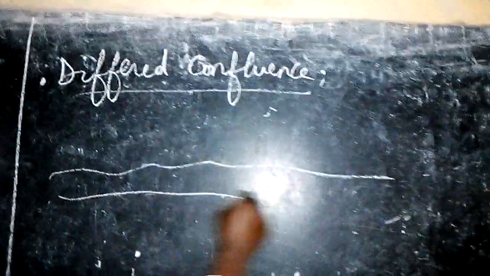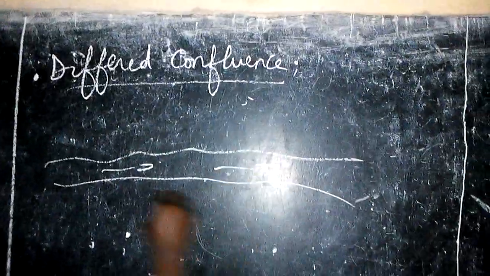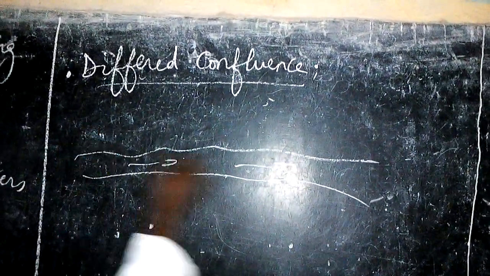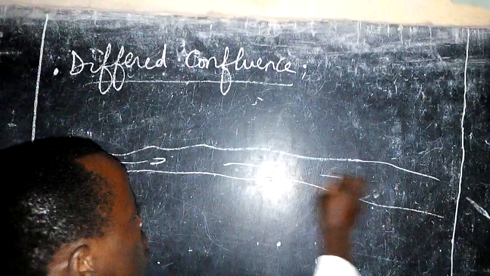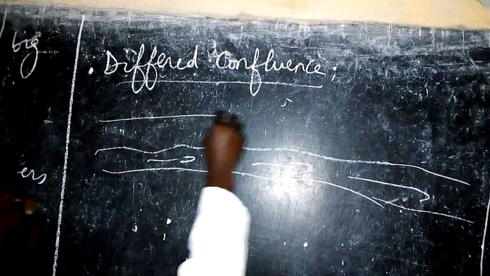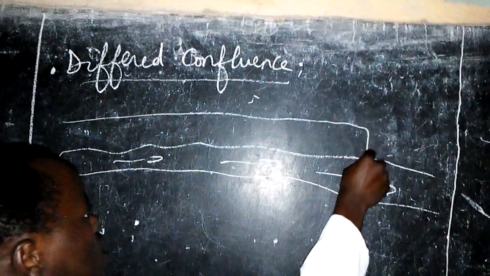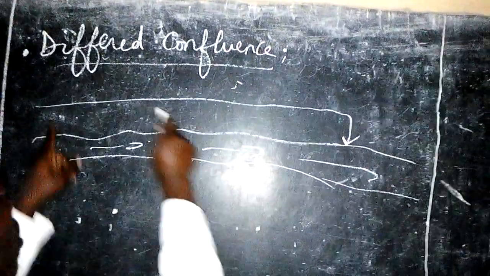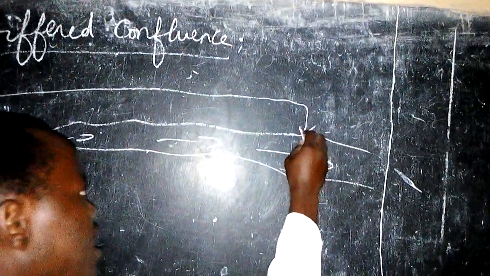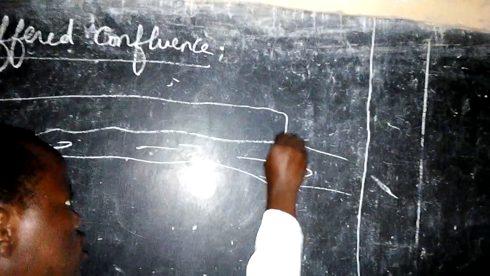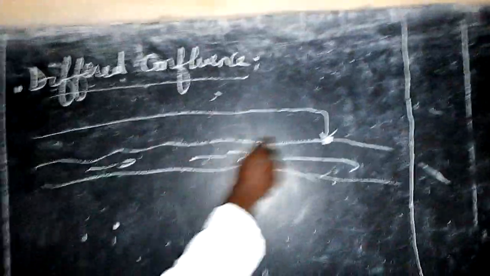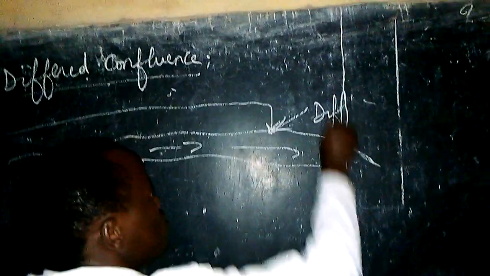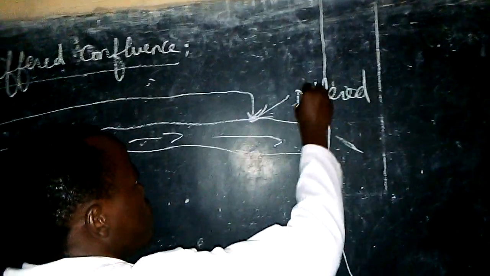For example, suppose that we have a big river. This is a big river. And if a small river wants to join this big river but moves for a long distance, that one is referred to as a deferred tributary. But the point where the deferred tributary meets with the main river, this point is what we call a deferred confluence.